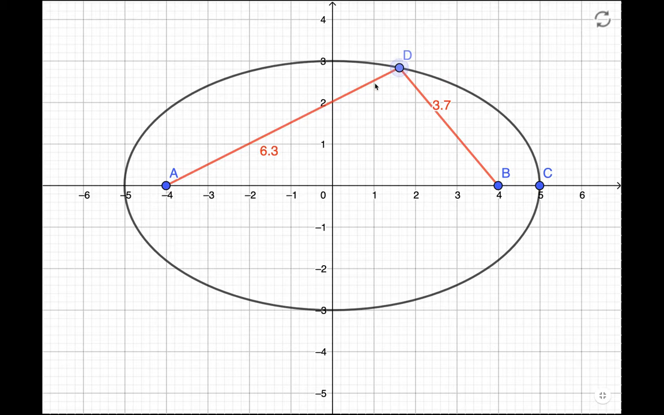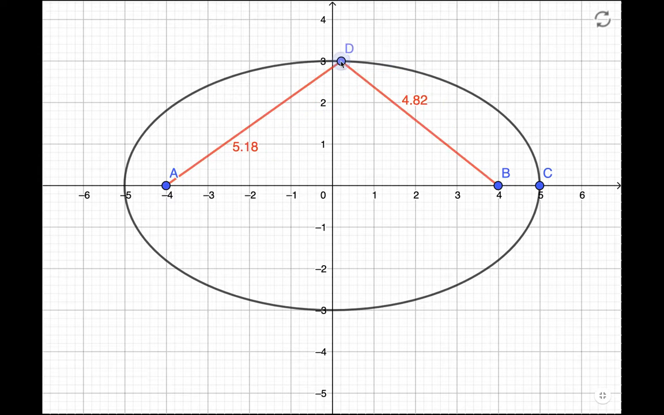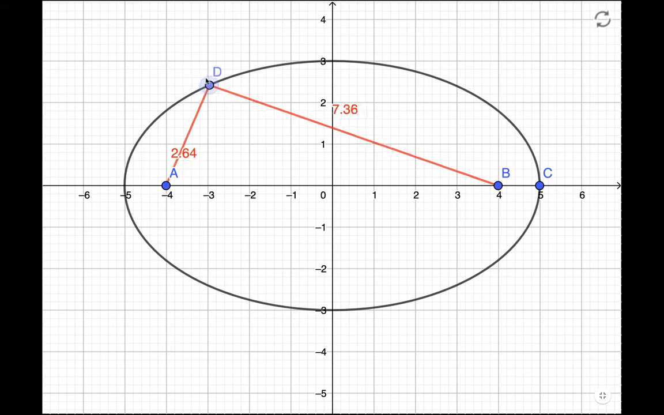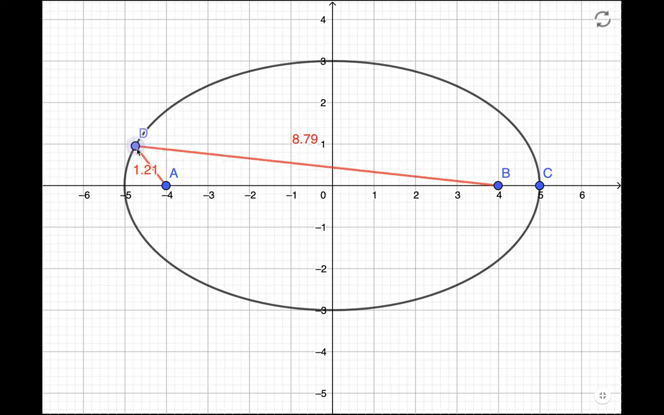The distance from A to a point on the ellipse plus the distance from the other focus to the point on the ellipse is always a constant. If you'll notice, now it's 5 plus 5, or it's 10. If I come out here, 2.68 plus 7.32 is also 10. All the way out here, we have 9. It's hard to see the 1, but 9 plus 1 is also 10.